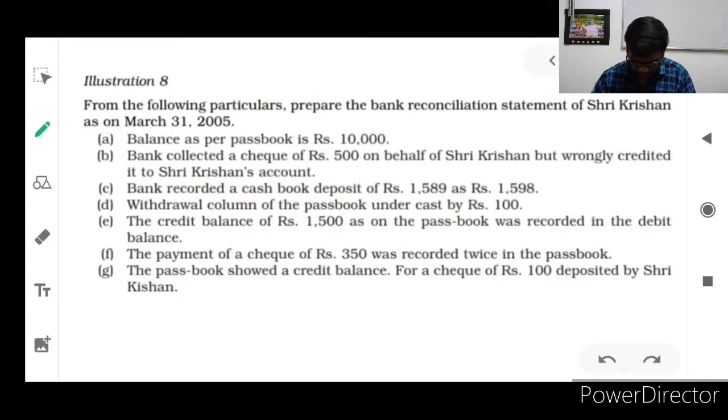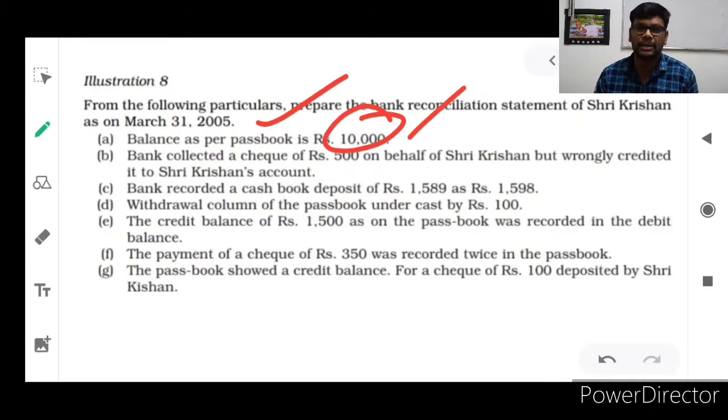From the following particulars, prepare the bank reconciliation statement of Sri Kishan as on 31st March 2005. Balance as per passbook they have given 10,000, but they haven't mentioned whether it is a credit balance or debit balance. You know passbook and cash book have an inverse relationship, don't forget it. Unless overdraft is mentioned, we should consider it a credit balance as per passbook of 10,000 rupees.